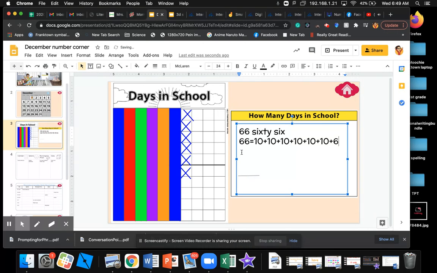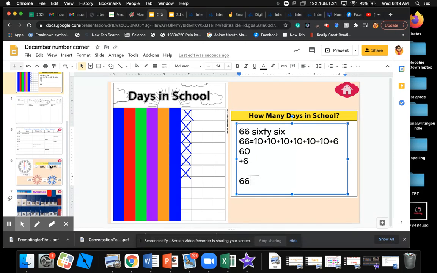So let's read this equation. Ready? Let's read it fancy style. 66 is equivalent to 10 plus 10 plus 10 plus 10 plus 10 plus 10 plus 6. Beautiful, scholars. Now let's do a vertical stacked equation. 6 groups of 10 is 60 plus 6 ones equals 66. And there we go.